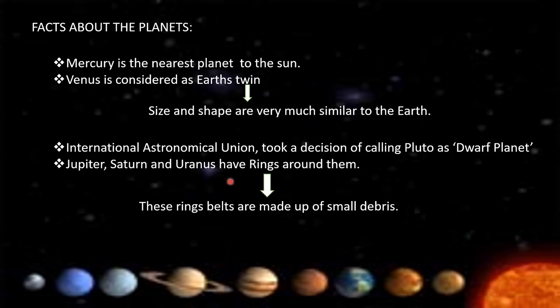So Jupiter, Saturn and Uranus, these planets have rings around them. And these ring belts are made up of small debris of rocks or different asteroids. Okay, so these are the facts about the planets.